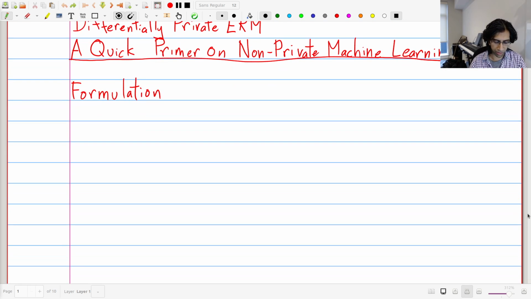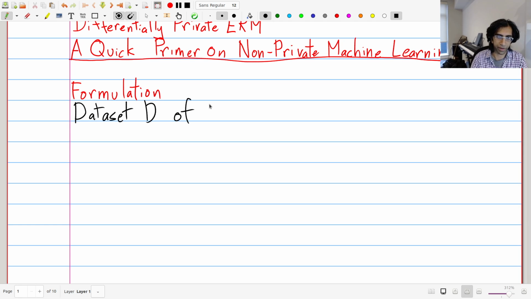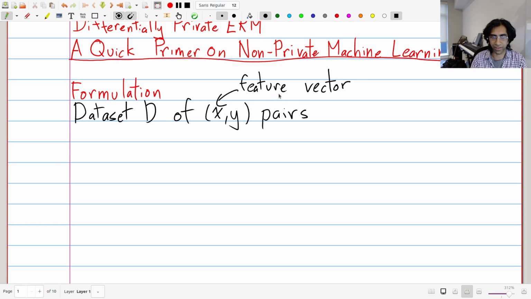I'm going to use a rather general formulation of the machine learning problem, which might seem a bit silly, but it's very expressive in the sense that it'll be able to express a lot of different problems all simultaneously. So we're going to have a dataset D, and this will consist of a set of XY pairs. Now, each point here will have the x, which we'll call the feature vector. And you can think of this as a way of describing whatever the thing is.